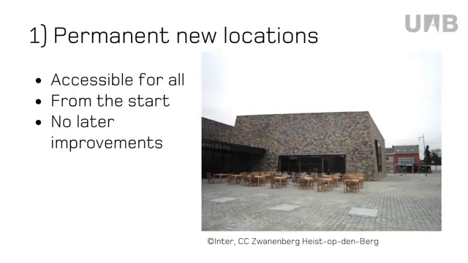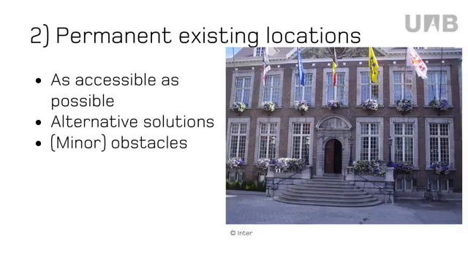First, newly built permanent venues should be accessible from scratch. For example, a new concert hall that is going to be erected should already be designed in an accessible way. Second, an already existing venue, for example an opera house that was erected years ago, might not meet state-of-the-art accessibility requirements and might have to cater for alternative solutions. However, it should be as accessible as possible.